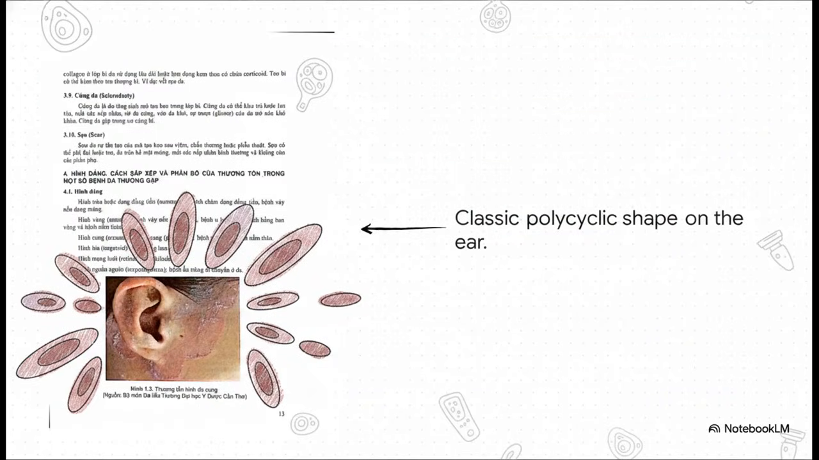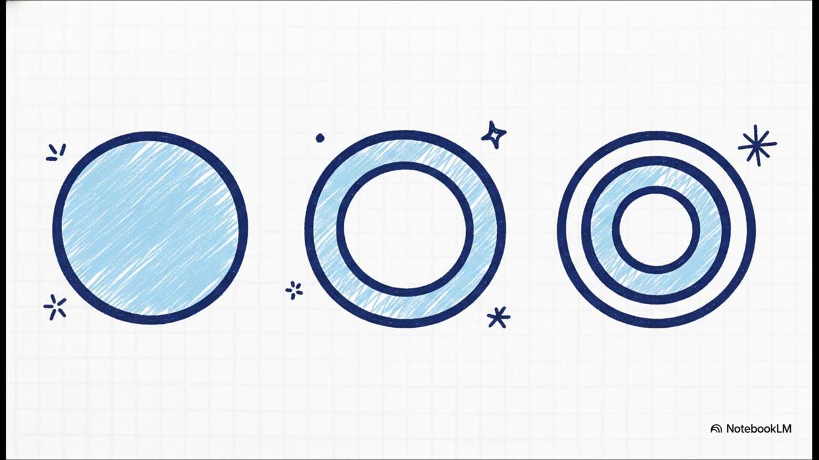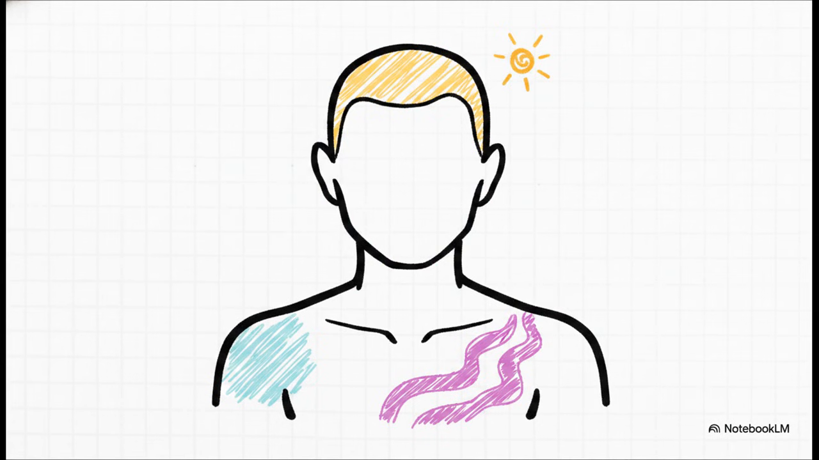Zooming out, spatial patterns are massive clues. Check out how these lesions form a classic polycyclic, multi-ringed shape. Grouped lesions can form coin-like nummular shapes, standalone annular rings, or even clear targetoid bullseyes. Pretty wild, right? Distribution is another huge clue. Some diseases specifically target sun-exposed areas, skin folds, or even exact nerve paths.